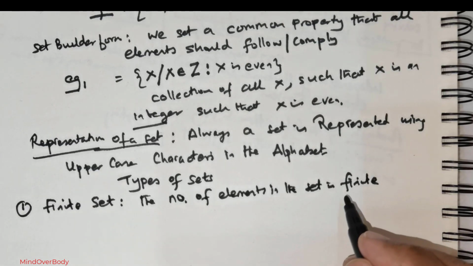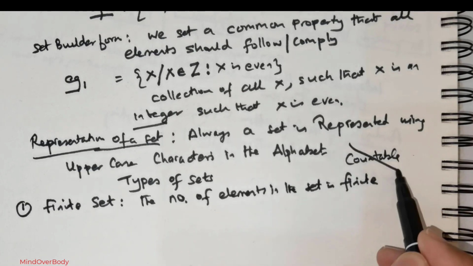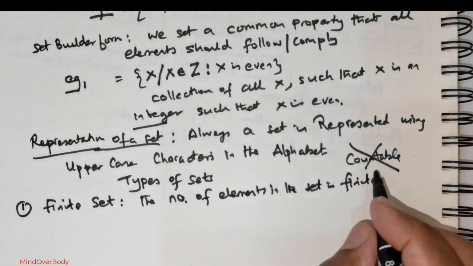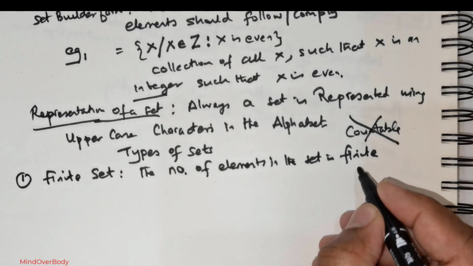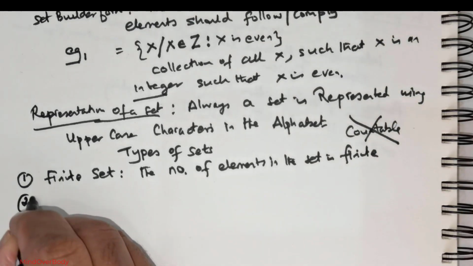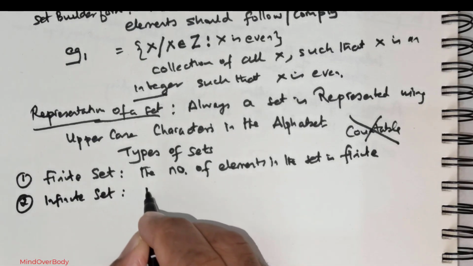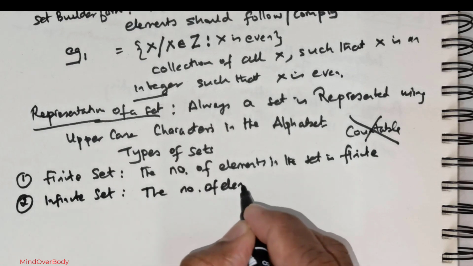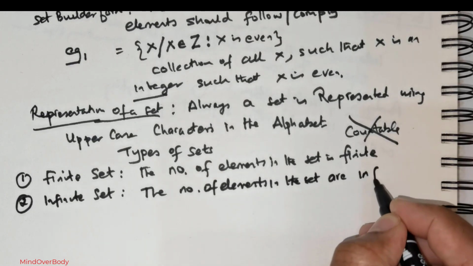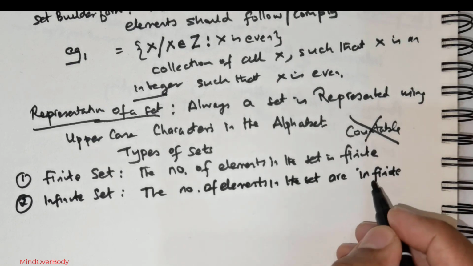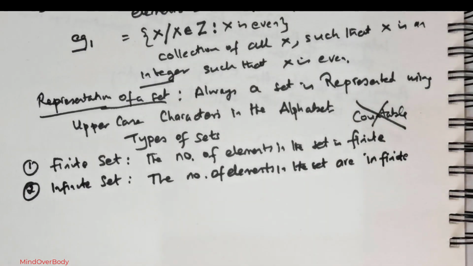Can I replace finite with the term countable? No, because countable in itself is a concept, so we cannot do that. You have to stick to this particular word, finite. There is no alternative. Now, infinite set. What is an infinite set? The number of elements in the set is infinite. Can I replace infinite by not countable? No, you cannot. You have to stick to this terminology, infinite.